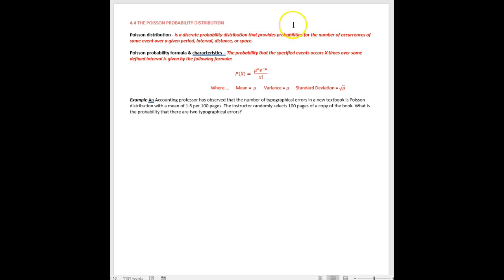And now we're back. The probability that the specified event occurs X times over some defined interval is given by the following formula. This is just P of X, the probability of X, where X is a specific number, which is equal to mu to the X, e to the negative mu, over X factorial.